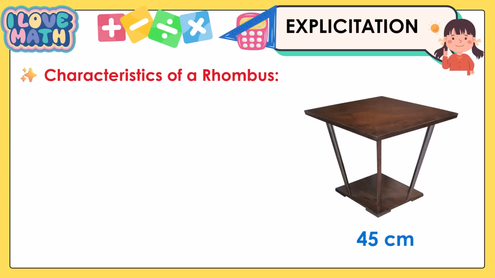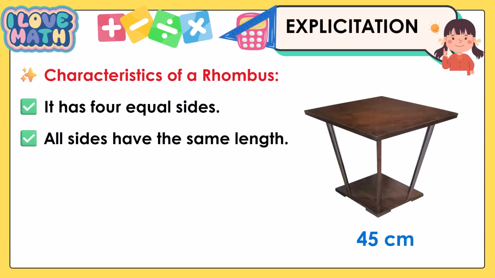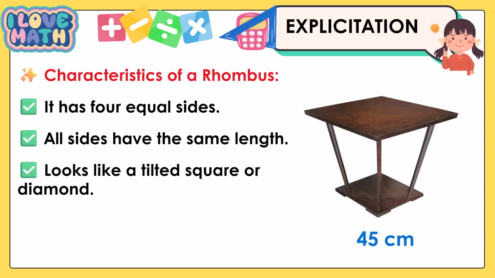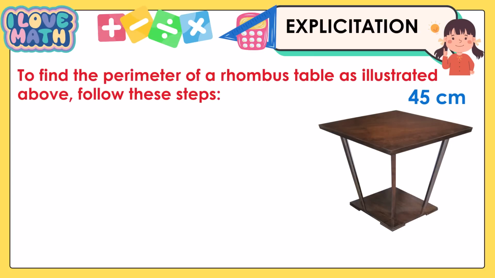Now, what are the characteristics of a rhombus? First, it has 4 equal sides. Second, all sides have the same length. Third, it looks like a tilted square or diamond. To find the perimeter of a rhombus table as illustrated above, follow these steps.